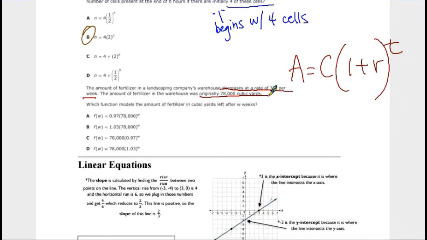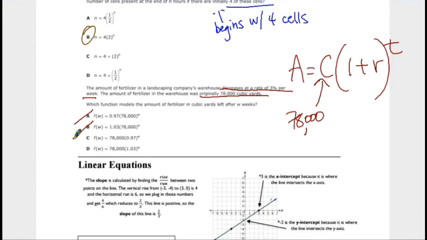So let's see if we can just eliminate any answers right off the bat. We know that it said our initial amount, so that C has to be 78,000. Are there any answer choices that don't have that in front of the parentheses? Neither A nor B have that in the right spot. So we've got a 50% chance of getting this right. Out of 4 answer choices, we are down to 2.